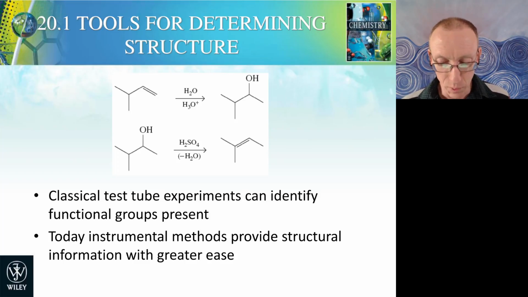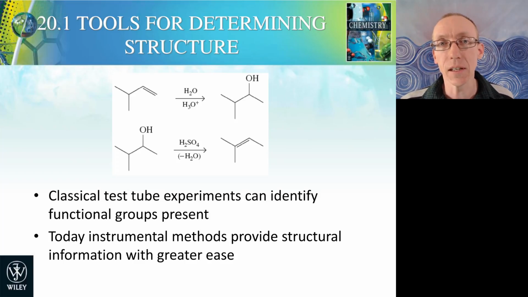Or if we had an alcohol, we could treat that alcohol with concentrated sulfuric acid. The alcohol would be normally soluble in water, but when we add concentrated sulfuric acid to it, it would dehydrate to give an alkene that is insoluble in water, and so we would see a phase separate out. There's lots of these chemical tests for functional groups. However, they really don't give us that much information. They give us some information about functional groups, but they don't tell us the exact structure of the molecule.